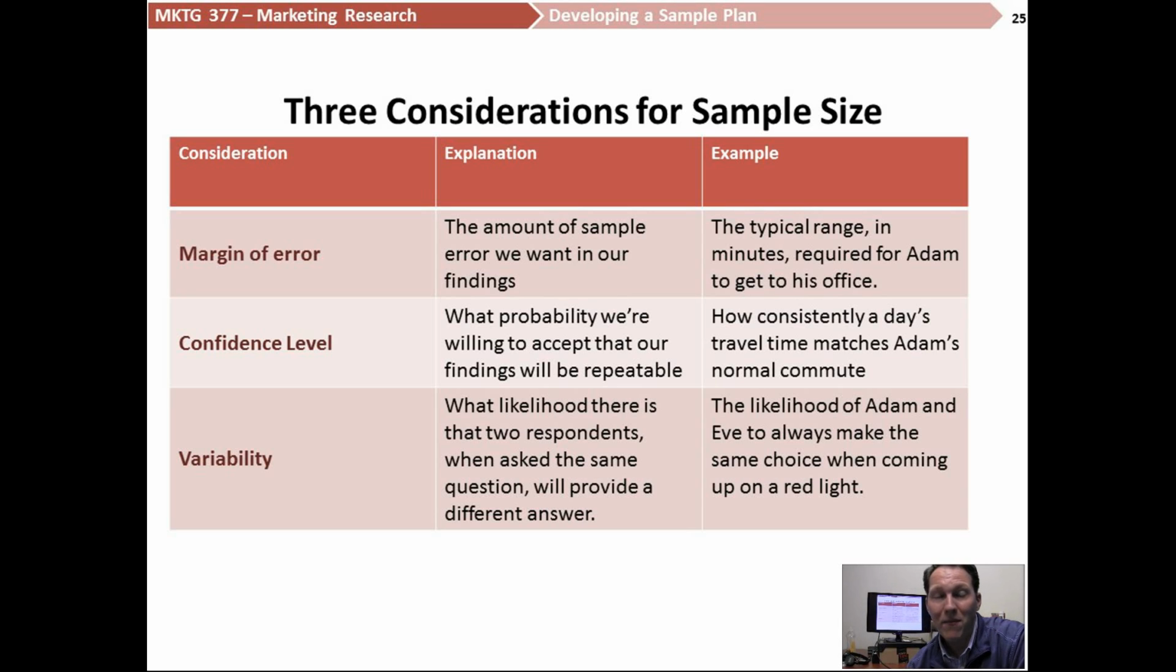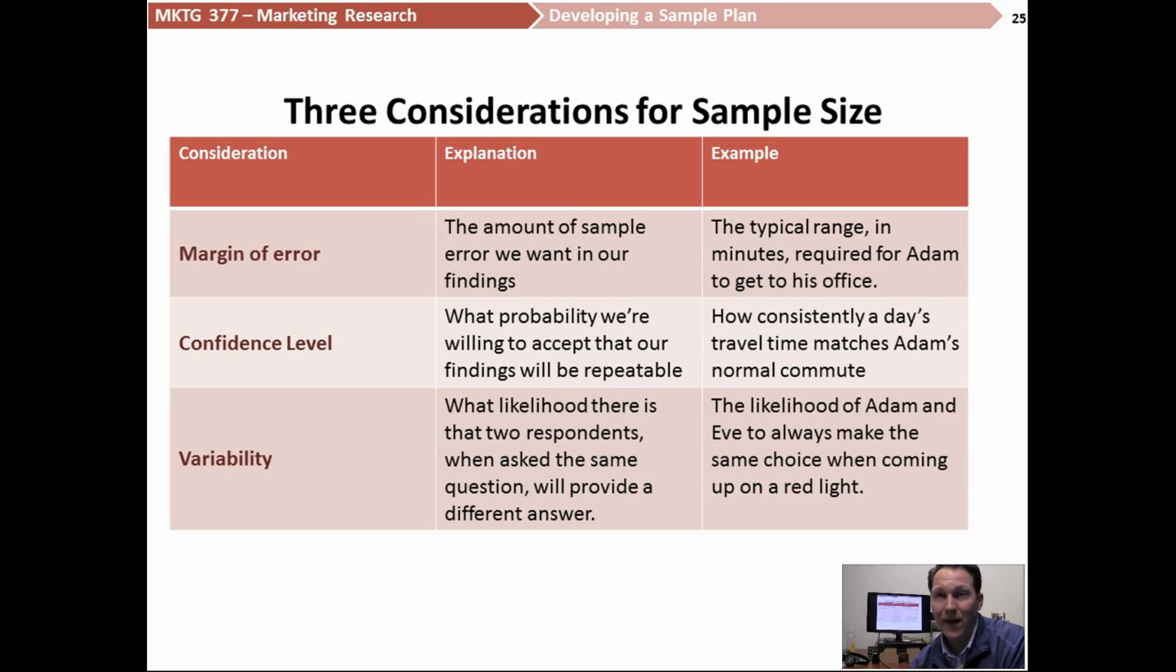Also, it may be that those extenuating circumstances that I talk about happen a lot more often than not, and so his confidence level that it's only going to take 45 minutes might be a little bit lower because of those extenuating circumstances. The variability, I'm going to introduce a second person here named Eve.